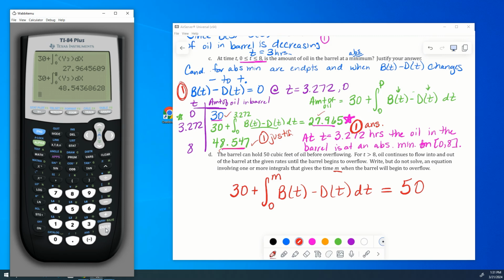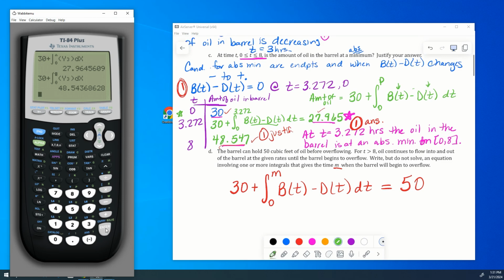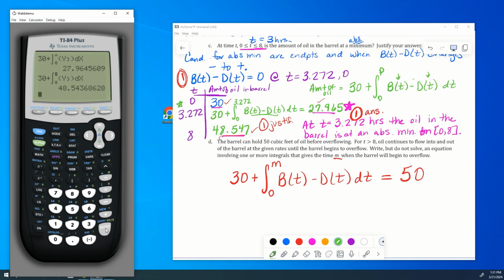If you did some math in your head where you wrote like the integral from 0 to M, B of T minus D of T equals 20 because you thought, oh, it started with 30, so it only has 20 to grow. Yes, you would get credit for that. What the points are is, did you know to write this correct integral? You knew to integrate B of T minus D of T from 0 to M. And then did you have a correct equation? Again, that could either be like I had it, or if you did the subtracting of the 30 and set that integral equal to 20, that would be given to you as well. So there you have it.